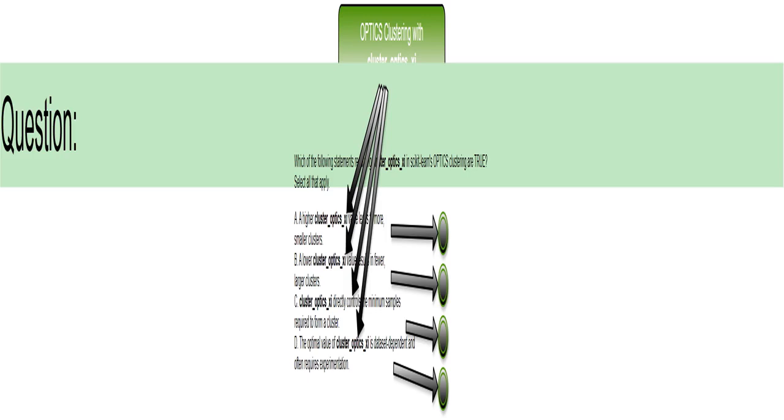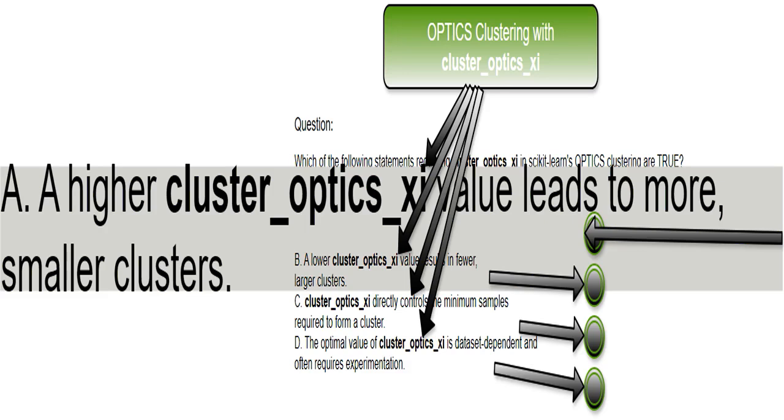Hey Vamsi, this question is all about understanding how the cluster_optics_xi parameter affects the results of OPTICS clustering. It's a key parameter that controls how sensitive the algorithm is to finding clusters. We need to carefully consider each statement's relation to this parameter. Let's look at statement C.